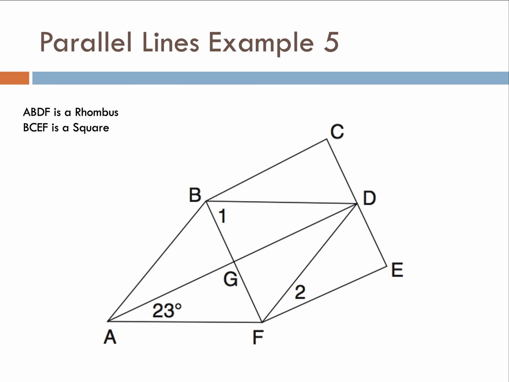Finally, for example 5, I'm given that ABDF is a rhombus and BCEF is a square. Again, using the properties of a rhombus, I can calculate angle 1 to be 90 minus 23, which is equal to 67. And then I can calculate angle 2 by the fact that these two angles have to make a right angle. So 90 minus 67 is equal to 23.